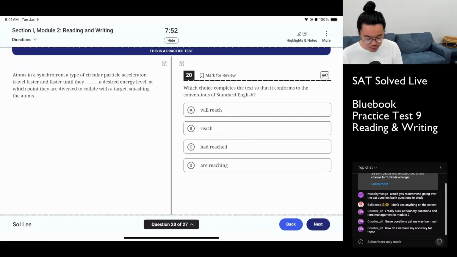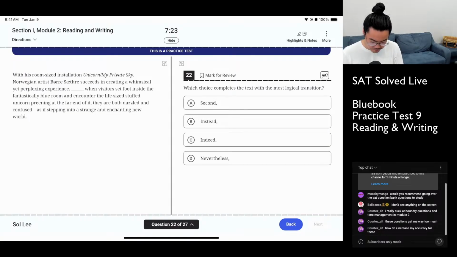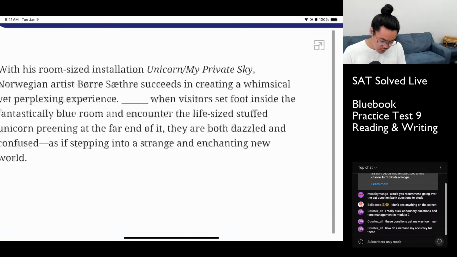Wow. I almost got tricked on that one. Atoms in a synchrotron travel faster and faster until they reach a desired energy level. At that point, they are diverted. Okay. Compared to that of alumina glass, the atomic arrangement of silica glass is more dispersed, resulting in a disadvantage. They are far apart. That is correct. Most logical transition, let's go.